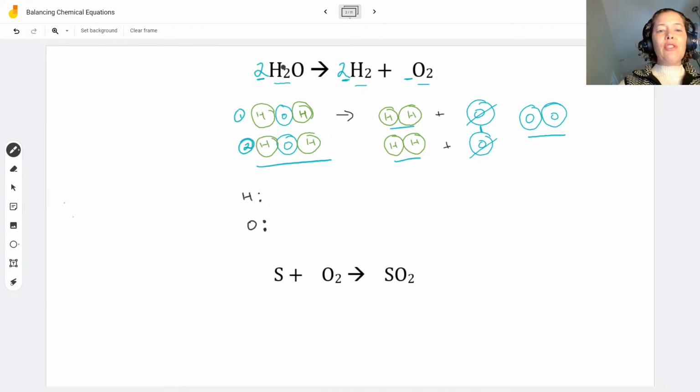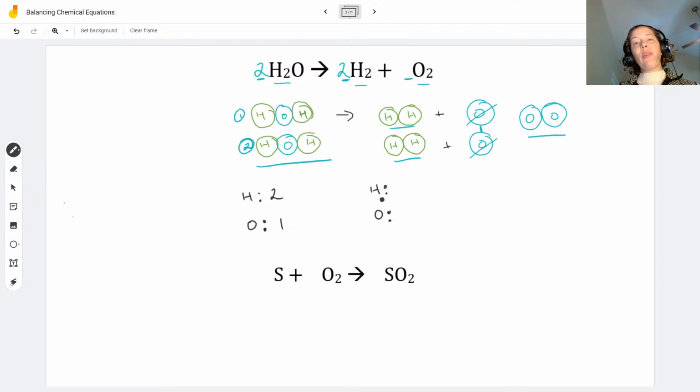So for my hydrogen atoms, I have 2 because there's a subscript 2. And of course for my oxygen atoms, again, we don't write the 1, so there's just 1 oxygen atom. Now on my product side, I still have hydrogens and oxygens.